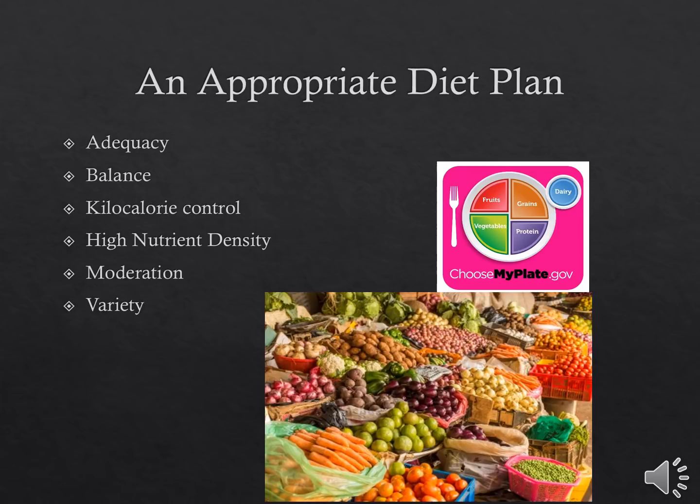And the last aspect of an appropriate diet plan I want to talk about is variety. Variety improves nutrient adequacy. A diet could have adequacy and balance and control and moderation and still lack variety. For example, you have the perfect breakfast, lunch, dinner, snacks, and you have all of this planned out. And say you eat that day after day after day.